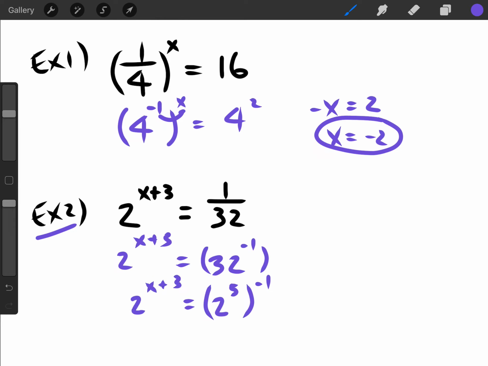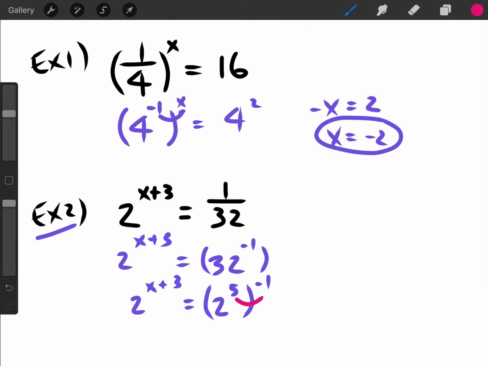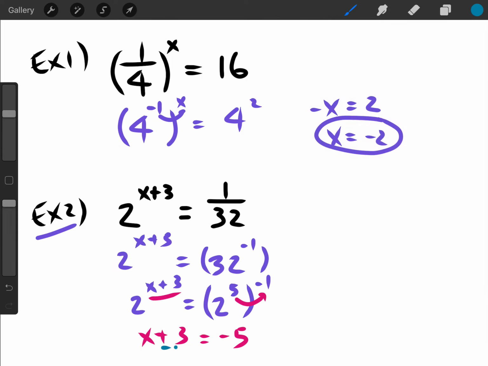Okay, so now I have the same base. If you have the same base, you can just go ahead and compare the exponents. So this side is going to be 5 times -1, so it's going to be -5. And this side is going to be x plus 3. Go ahead and subtract 3 on both sides. x equals -8. That's basically how you're going to approach working on the next two problems.